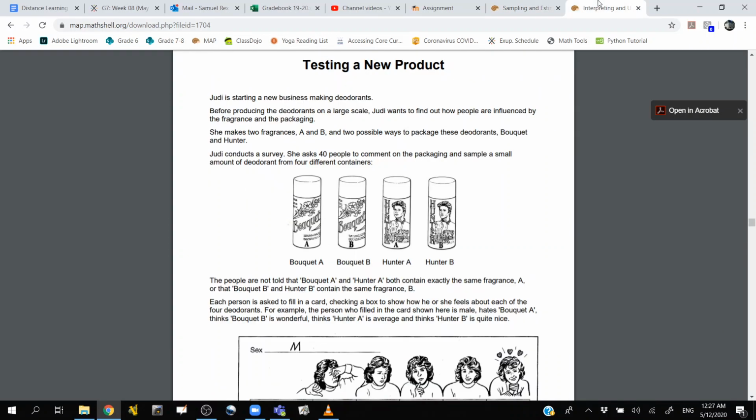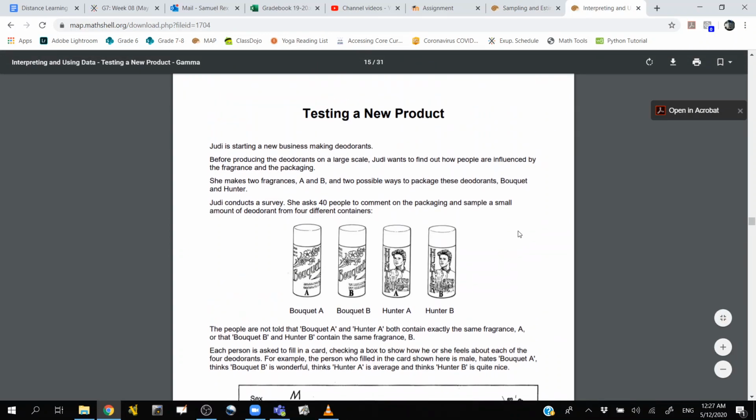Good. The other possibility is dealing with product testing. So if we have a new product, in this case, we're looking at 2 different deodorant smells, Bouquet A and B, and 2 different looks on the can of deodorant, Hunter A and B. So we have different marketing here, and then we have a different actual deodorant product here. So the question is, how can we optimize our sales? What's the best choice? Would it be Bouquet A in can Hunter A or some other combination?